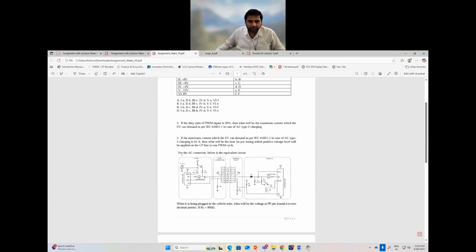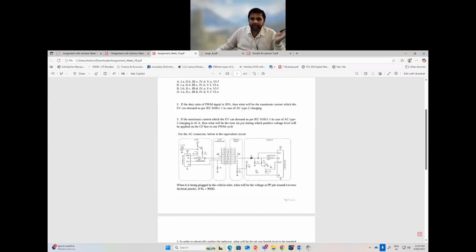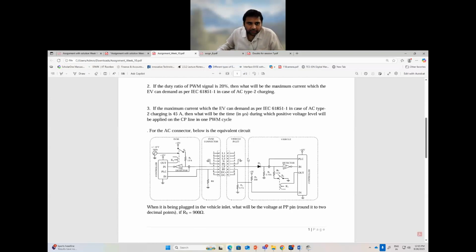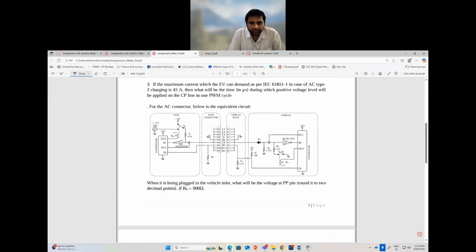Then in question number 4, I have given the PP circuit, and I have already explained how you can obtain the voltage at this point, because this is the same pin, the same circuit which I have. I want you to calculate the voltage between this PP pin and, obviously, protective earth.